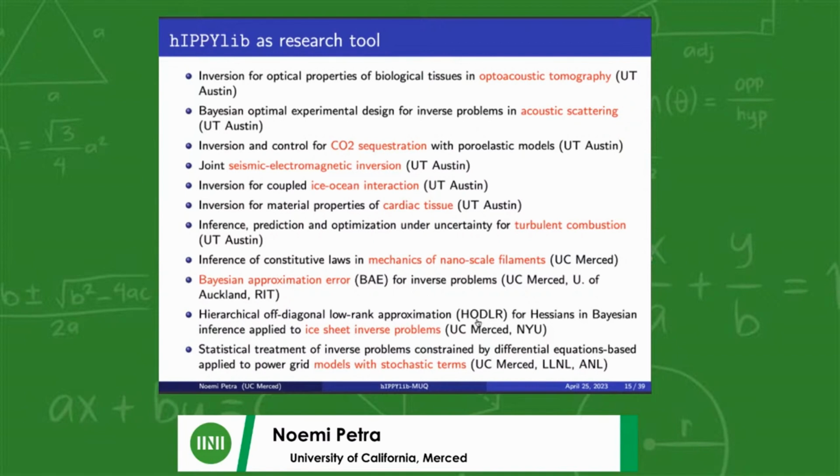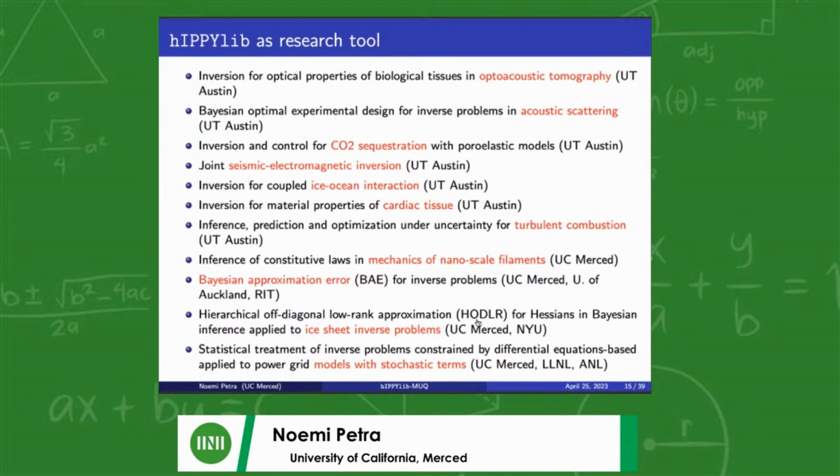Something from mechanics of nanoscale filaments. Recently, I got into model error and characterizing model error. I'm more and more interested in understanding how to incorporate additional uncertainties into these inverse problem frameworks. I'm looking at the so-called Bayesian approximation error approach for inverse problems.